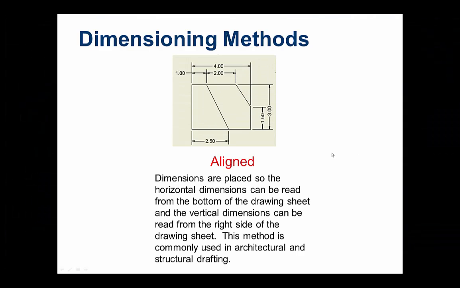Alright, so in this tutorial we're going to learn a dimensional method known as aligned. In the aligned dimensional method, dimensions are placed so that horizontal dimensions can be read from the bottom of the drawing sheet and the vertical dimensions can be read from the right side of the drawing sheet. This method is commonly used in architectural and structural drafting. So basically you can see how some are horizontal here and some are vertical here on the right side. Alright, so that's the aligned method.